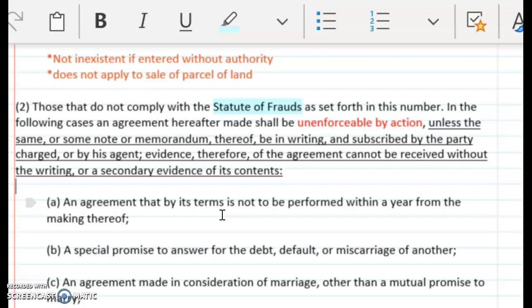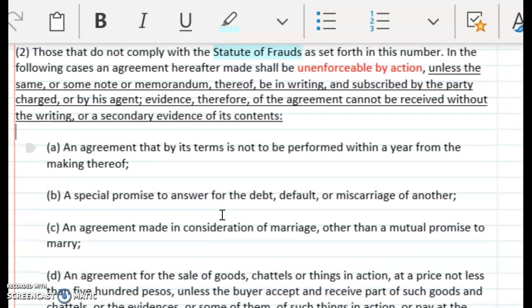So, assuming, say for example, S entered into an oral contract with B on October 10, 2020 for the construction of B's house to begin on October 20, 2023. So, in order for that contract to be enforceable, it must be in writing. Right? That's all there is to it.